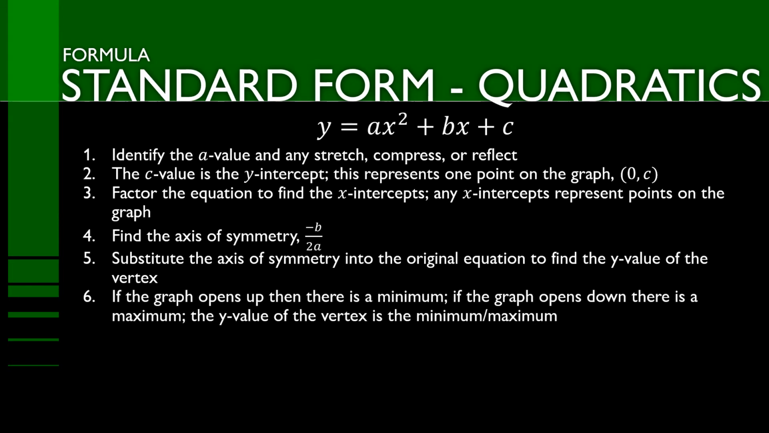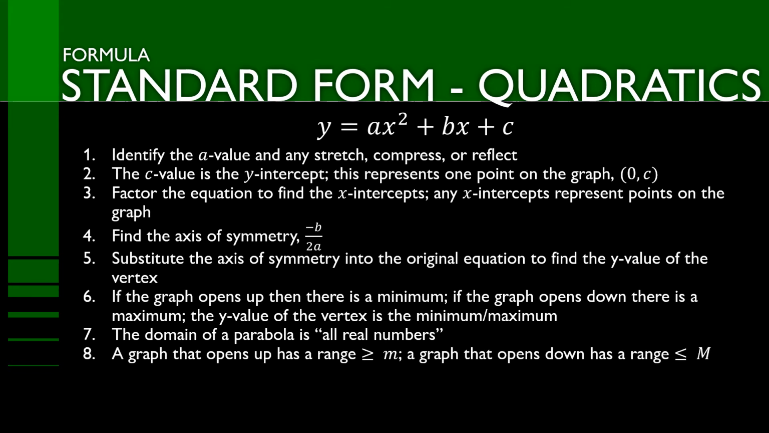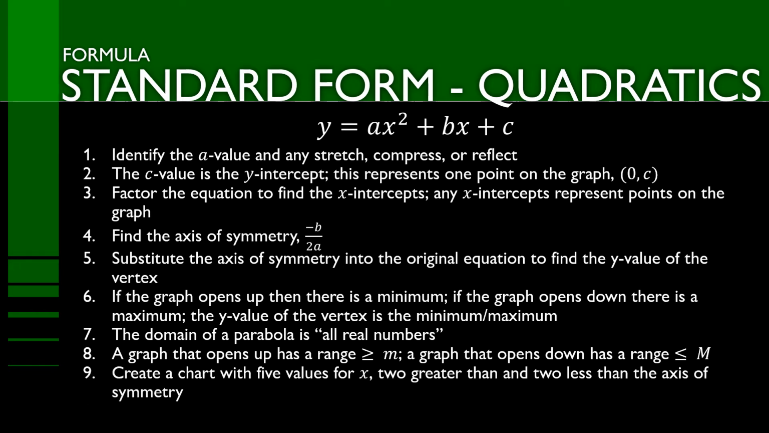Then step 6: if the graph opens up, there's going to be a minimum. If the graph opens down, there's going to be a maximum. And this is again based off of the value of a. Is it positive or negative? Then step 7, the domain of a parabola is always all real numbers, or negative infinity to infinity. Step 8, a graph that opens up has a range greater than or equal to the minimum. A graph that opens down has a range that is less than or equal to the maximum. Then in step 9, create a chart with 5 values for x, 2 greater than and 2 less than the axis of symmetry. And then finally, step 10 is to graph.